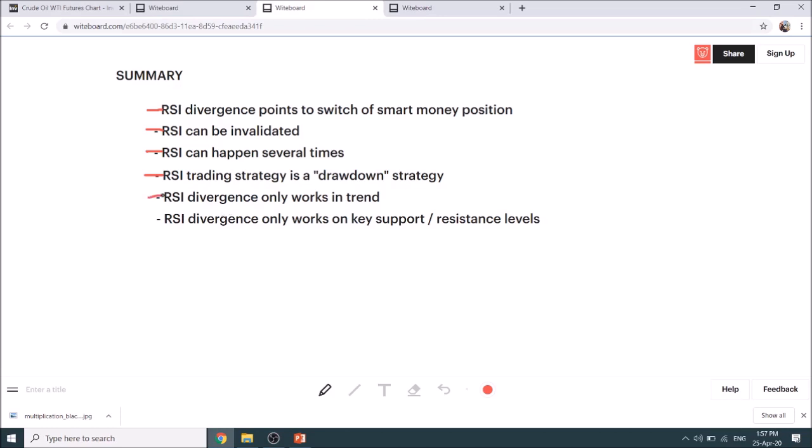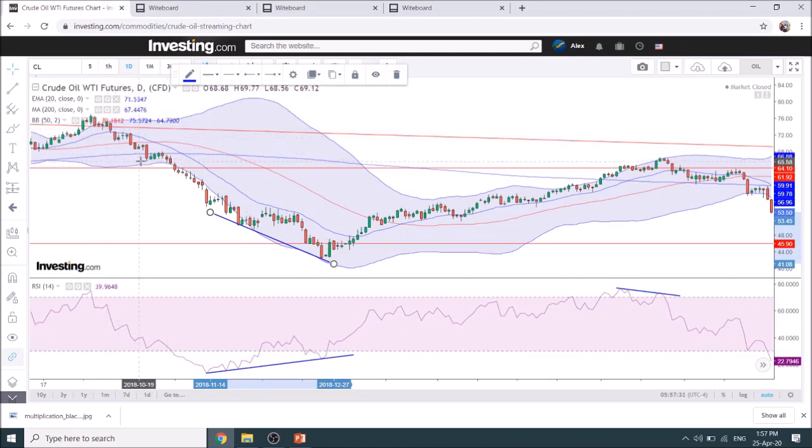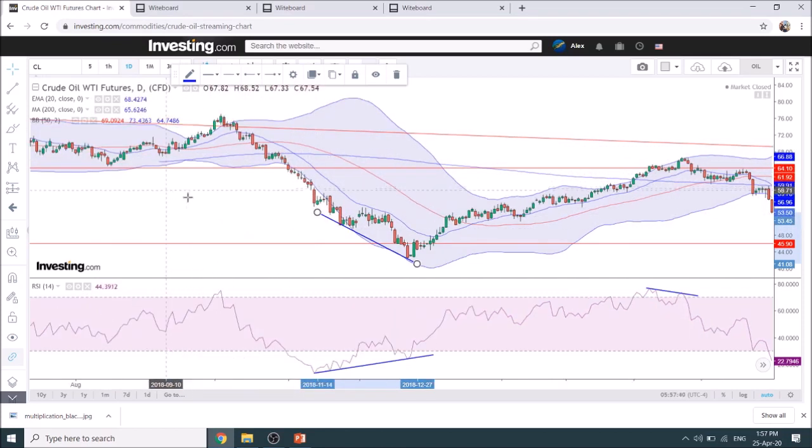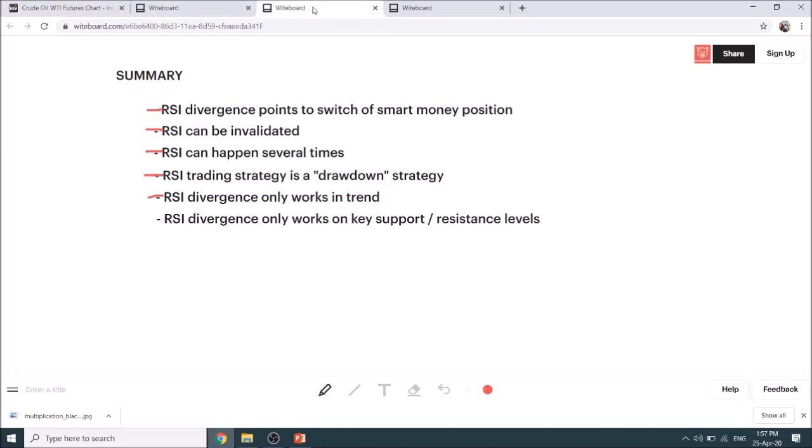Next point is that RSI divergence works best in a trend. When you're ranging or when the trend is not clear, it's best not to use the divergence, because it's just not reliable. You also need to have a nice trend like this one. It was really clear, making lower highs and lower lows continuously on a significant time frame, like the daily. So the trend was very powerful and had to reverse at some point. That's the kind of trend you'll be looking at.